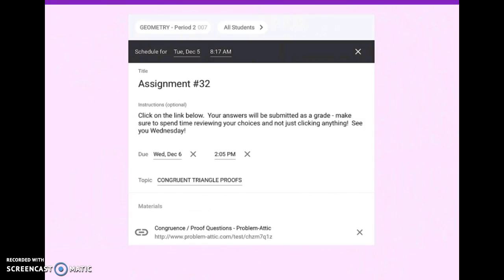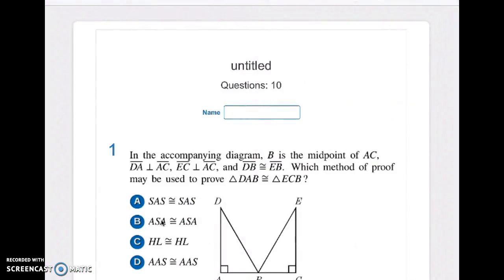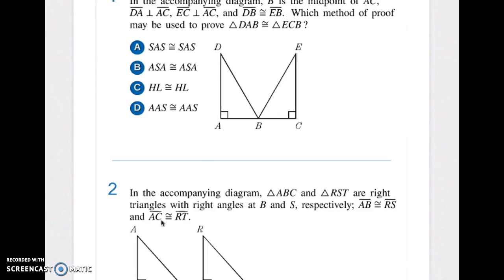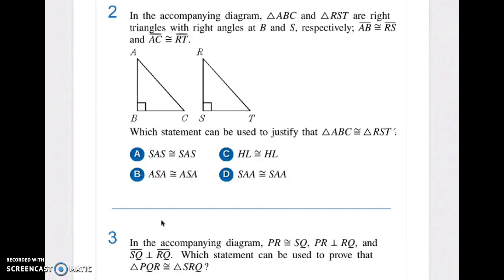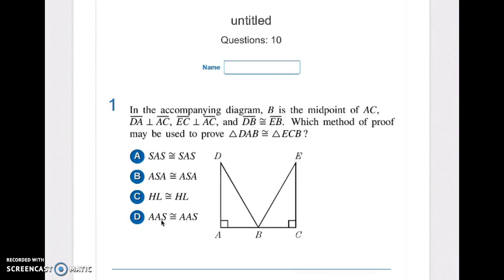Okay, let me know whatever questions you had on that, but it should be completed because you watched the screencast and everything should be filled in completely for tomorrow, Wednesday, and now assignment 32. If you go to Google Classroom, it looks a little bit different on your screen than it does here, but if you notice, there's a link at the bottom somewhere that says Congruence Proof Questions, Problematic. This is your assignment to do tonight. It can be done completely on the Chromebook. You click on this link, and it will open up what looks to be like a quiz. And I believe there are about 10 questions that are multiple choice. It will grade you automatically once you type in your name right here.